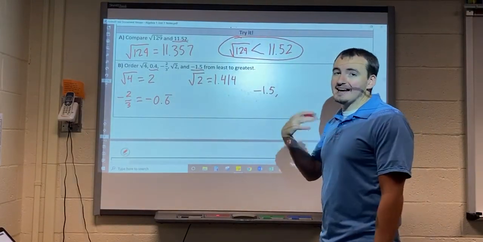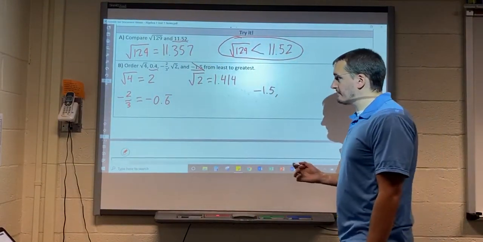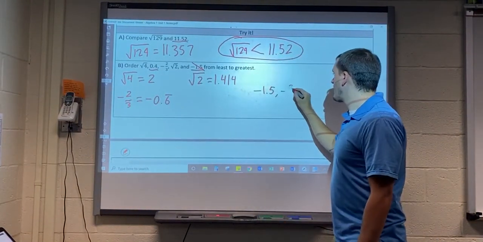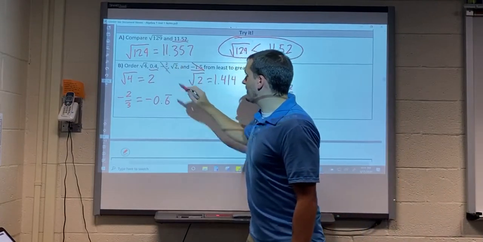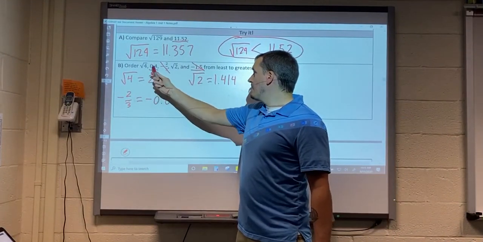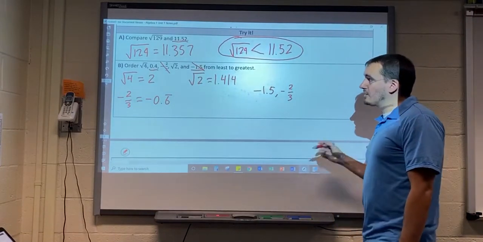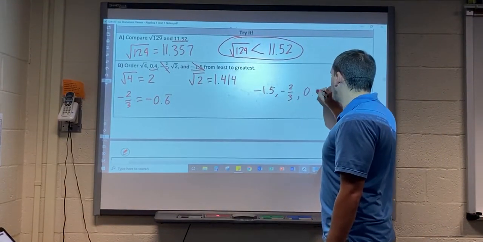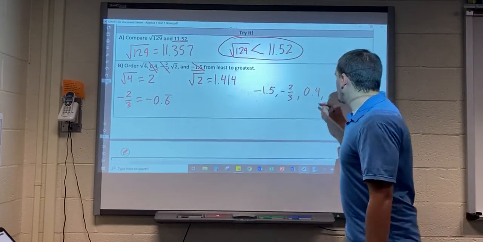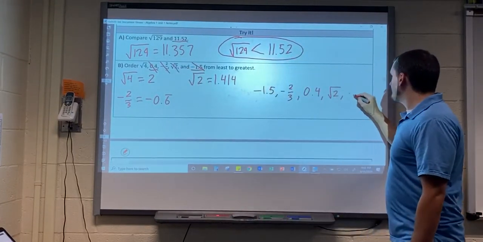And what I do as I write these, I like to cross them off so that I know I have already used them. So my next smallest is going to be the negative 2/3. Okay, so I'm going to cross that off. Now I'm into my positive values. I have 0.4 and 1.414. Okay, so my smallest is going to be the 0.4. So I can cross that off. Next one is going to be my root 2. And then lastly, my root 4.